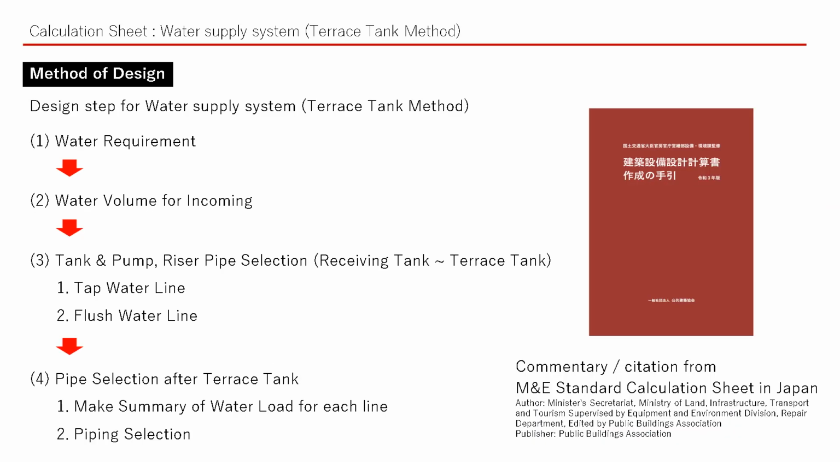This is the design step for calculation. 1. To calculate water requirement. 2. To calculate water volume for incoming. 3. To select tank, pumping up pump and size of riser pipe from receiving tank to terrace tank. This time we consider two types of supply line, for tap water and flush water. 4. To select size of pipe after terrace tank.